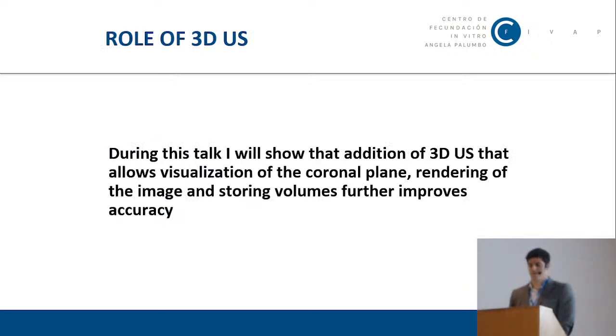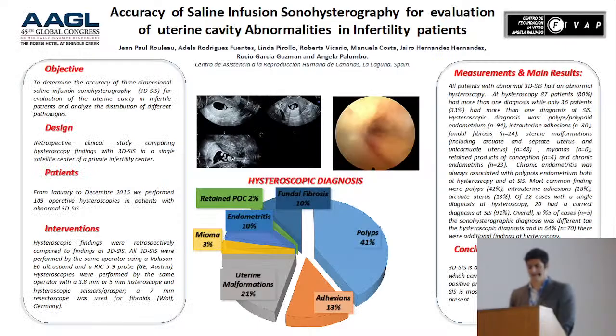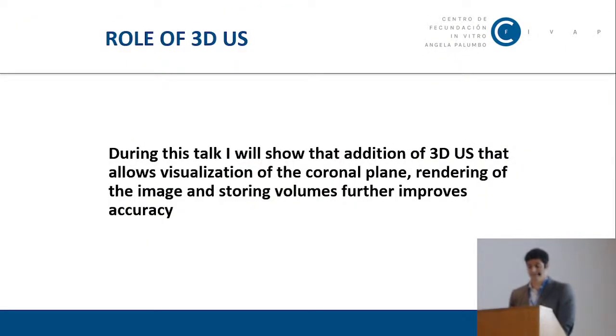One of the biggest benefits of 3D ultrasound is the generation of a coronal plane, which cannot be visualized with conventional 2D ultrasound. As you've seen in a previous talk this morning, the coronal plane is essential for the diagnosis of uterine malformation and extremely useful for the diagnosis and precise localization of endometrial pathology. Another added value is the possibility of working offline with the images obtained during ultrasound.